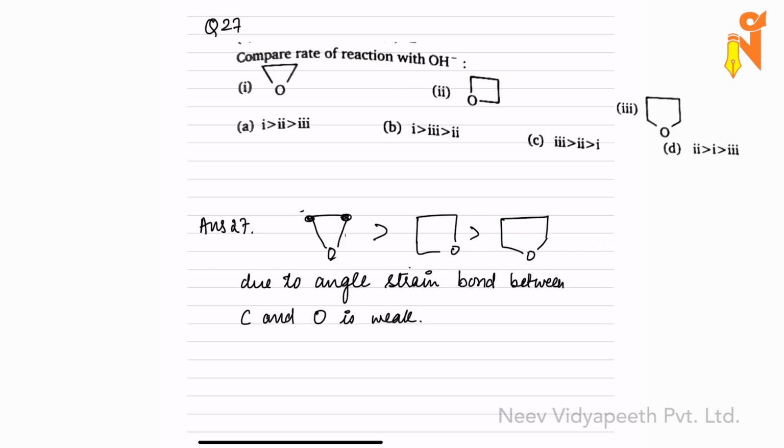Now I come to question number 27. In question number 27, we have been asked to compare the rate of reaction with OH minus. First of all, we have to understand that OH minus in general does not react with ethers. Why? Because oxygen is a bad leaving group. If you try it with an open chain ether, the reaction may not happen, because there is no protonation of oxygen. Let's suppose OH minus is attacking over here. It may attack here, but this bond will not cleave further because OCH3 is a bad leaving group.